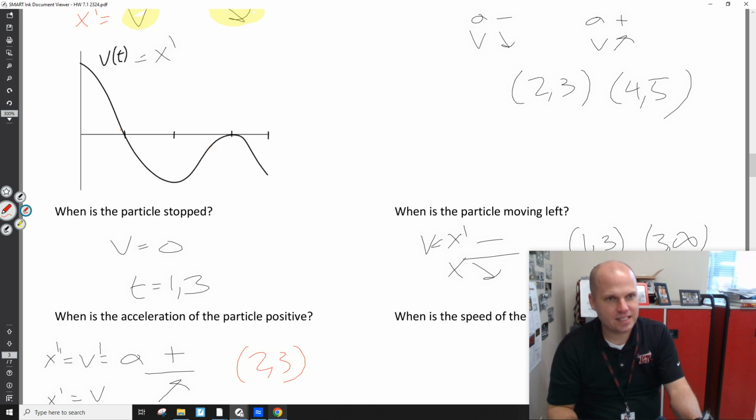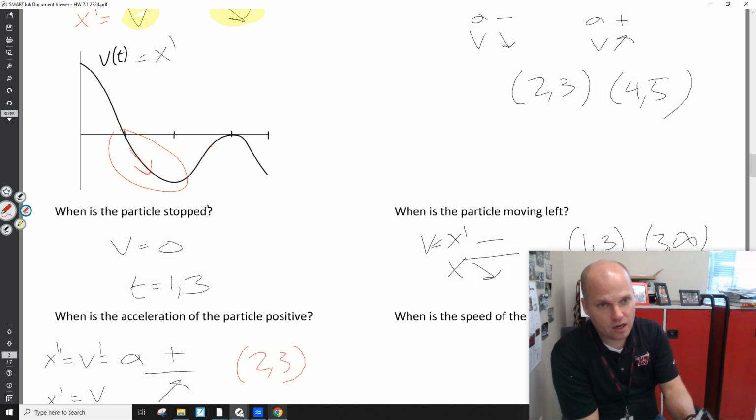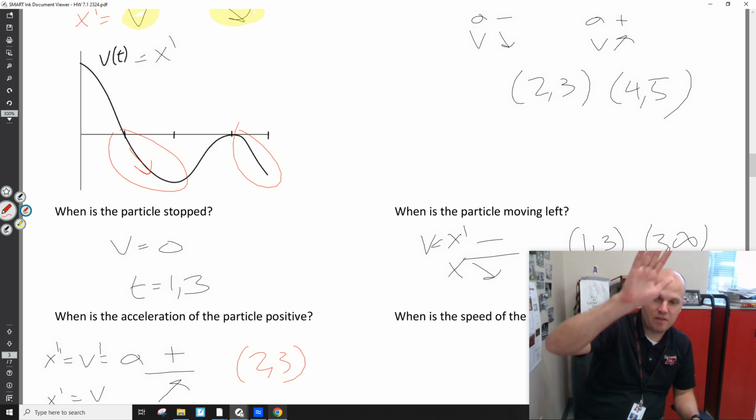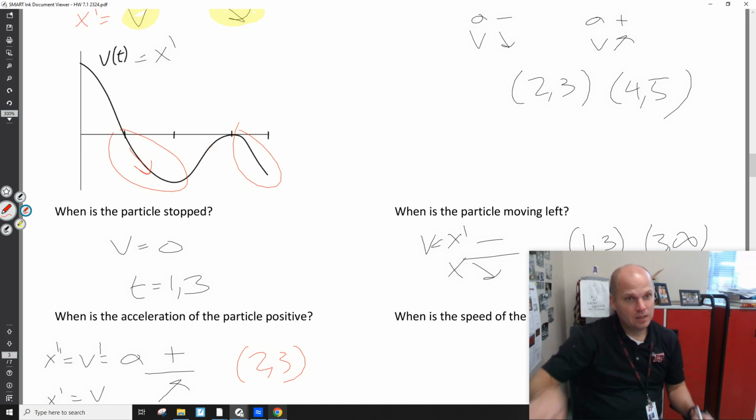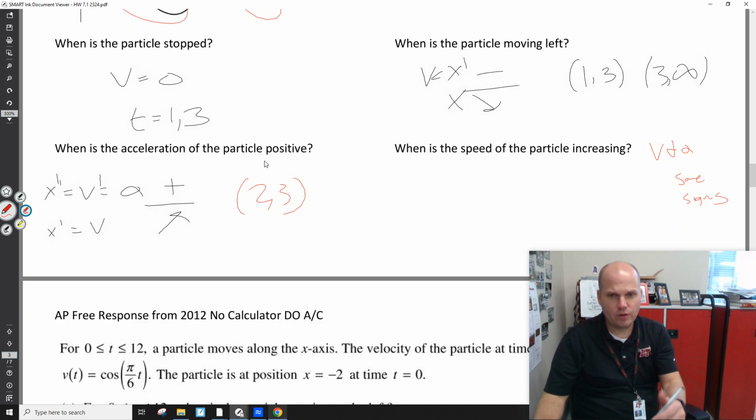Here, my velocity is negative and decreasing. The signs are going to be the same of V and A. There are no points when my velocity is positive and increasing. 1 to 2, 3 to 4.